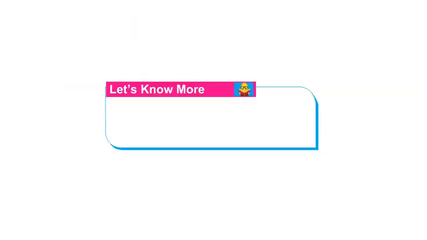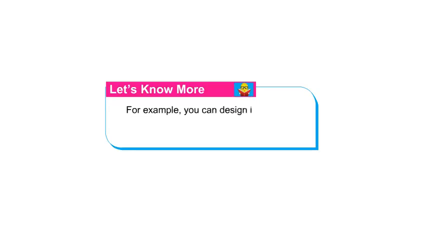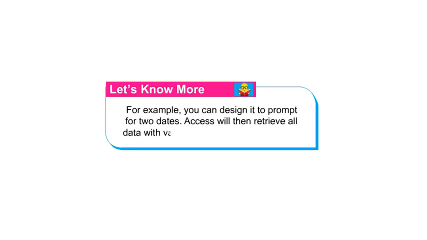Alright, let us know more. A parameter query is a type of select query that prompts you for input before it runs. The query then uses your input as criteria that control your results. For example, you can design it to prompt for 2 dates. Access will then retrieve all data with values between those 2 dates.